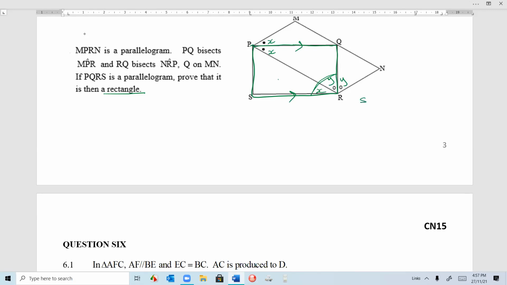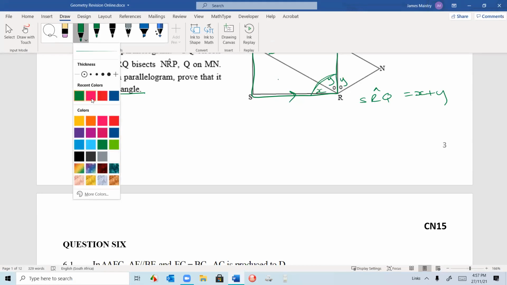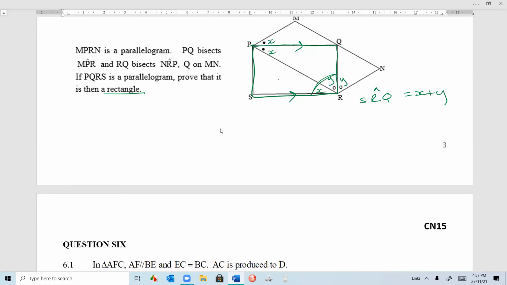So if I know that SRQ is equal to X plus Y, my entire focus now changes. Can I prove that X plus Y is equal to 90 degrees? So watch what I'm going to do. If we look at angle P on the top, and we look at this angle, part of the angle R, those two angles are co-interior angles. Remember they told us MPRN is a parallelogram. If that's a parallelogram, it means these lines are parallel.